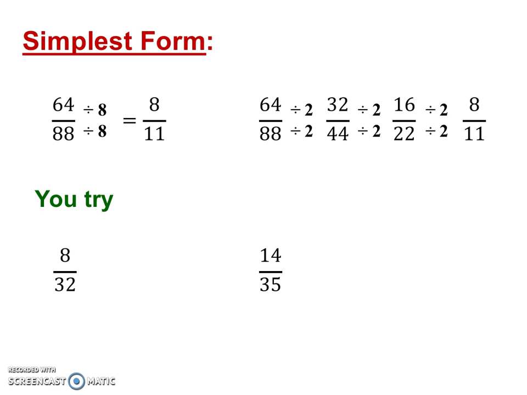Alright, 8/32. Both 8 and 32 are divisible by what number? They're both divisible by 8, right? So 8 divided by 8 is 1, 32 divided by 8 is 4. 8/32 can be simplified to 1/4. What about 14 and 35? What's the smallest common factor that they have? They both have a common factor of 7, right? So 14 divided by 7 and 35 divided by 7 gives me 2/5.